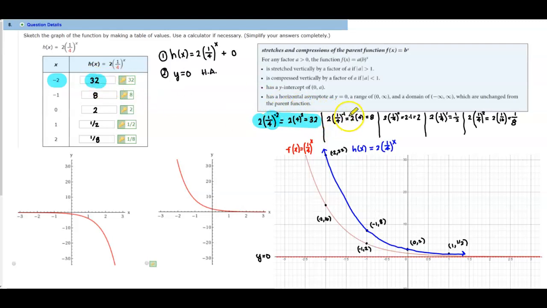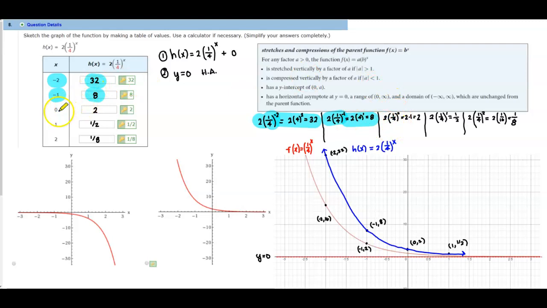Next, we're going to plug in -1 in for the value of x. So 2 times the base of 1/4 raised to -1. So we're going to take the reciprocal to make it a positive exponent. So now 2 times 4 is going to give us 8. So now we know that the input is -1 and the output is +8.